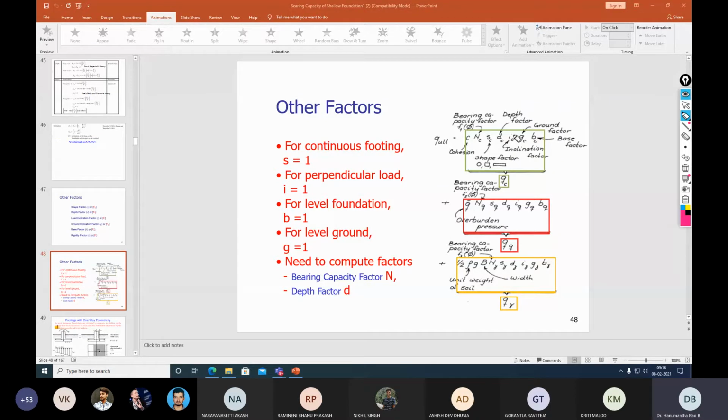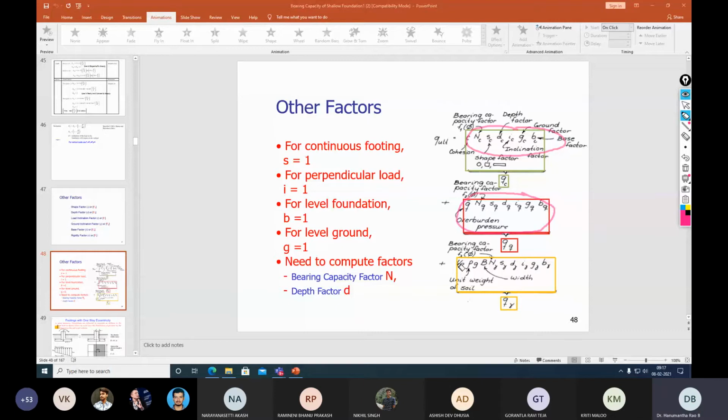So this is called the cohesion term. The second term is called the overburden term. Here q is nothing but your overburden pressure, which is defined as gamma times Df. Again Nq is another bearing capacity factor, Sq the shape factor with respect to overburden pressure, Dq the depth factor with respect to overburden pressure, Iq the inclination factor with respect to overburden pressure. Similarly Gq and Bq are the ground factor and base factor.